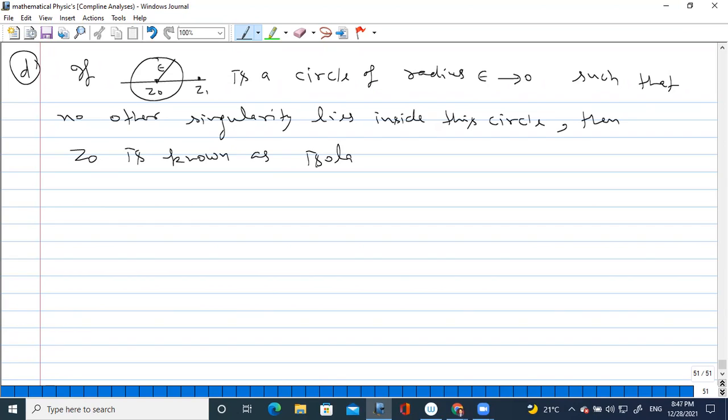So then Z0 is known as an isolated singularity. It means it is like a discrete thing, not connected to anyone, so it is isolated, separated from other singularities. That is known as an isolated singularity. The meaning is that nearby to Z0 no other singularity is available, so Z0 is isolated from other singularities.